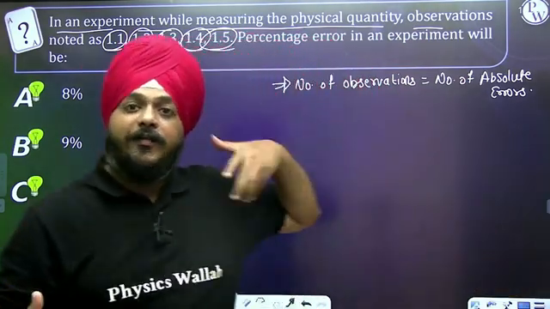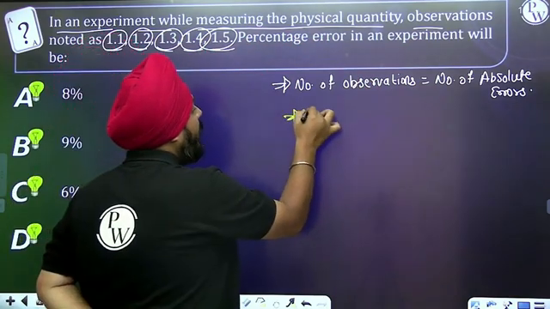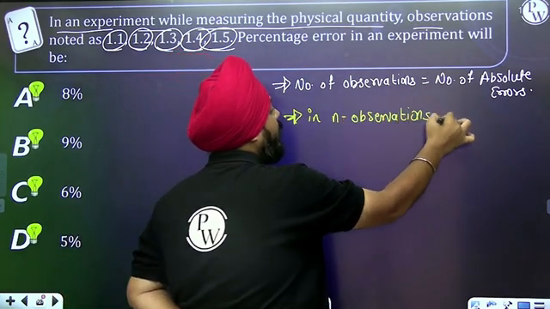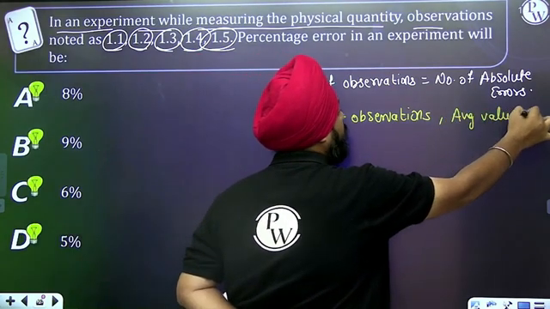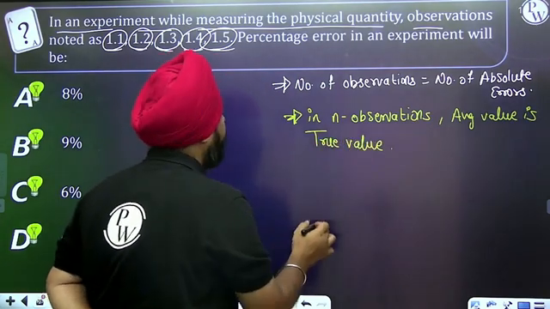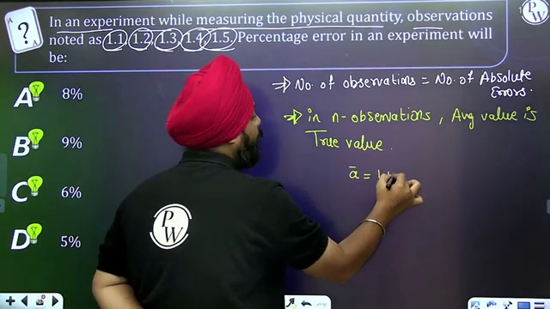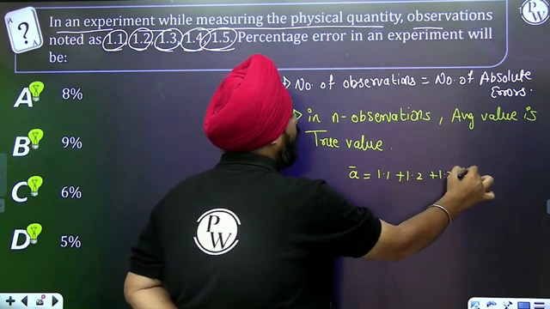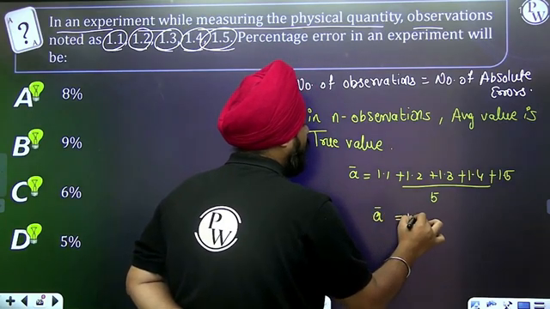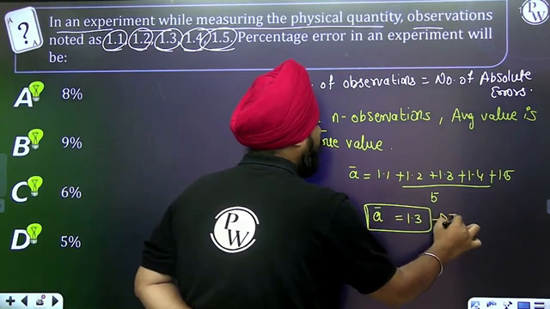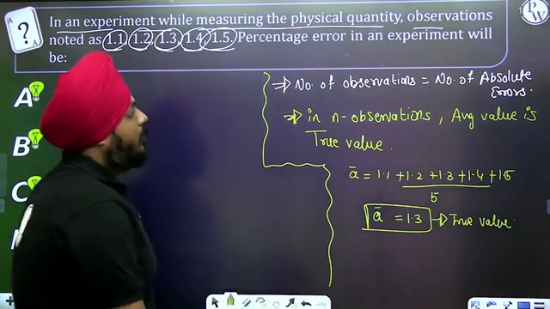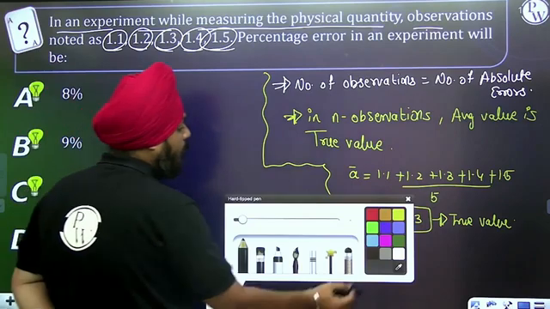In that case, if we have a larger number of observations, the mean of the n observations, the average value, is the true value. What is the average value? It is a bar: 1.1 plus 1.2 plus 1.3 plus 1.4 plus 1.5, whole divided by 5. The average value comes out as 1.3. So this will be my true value.